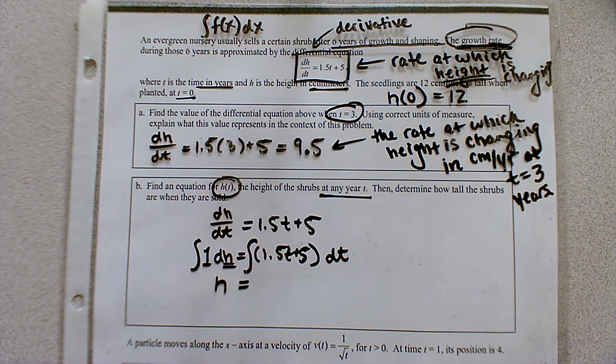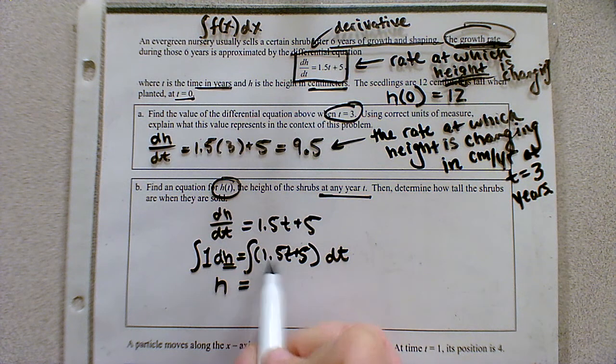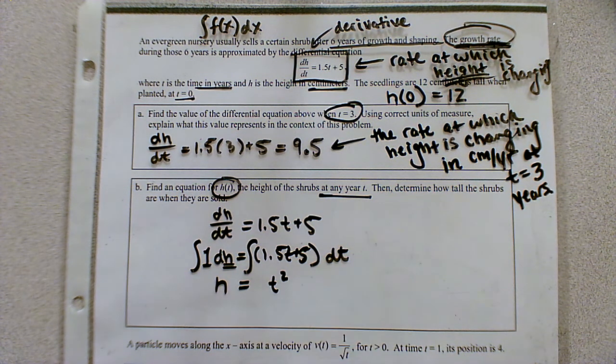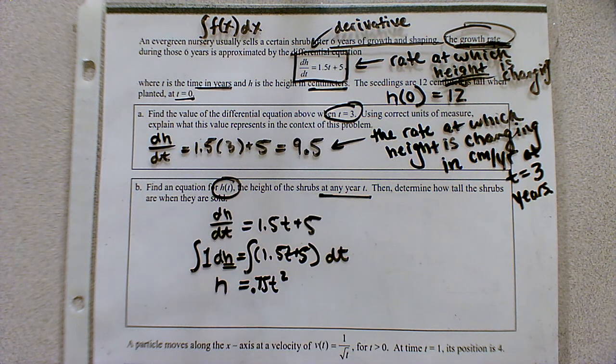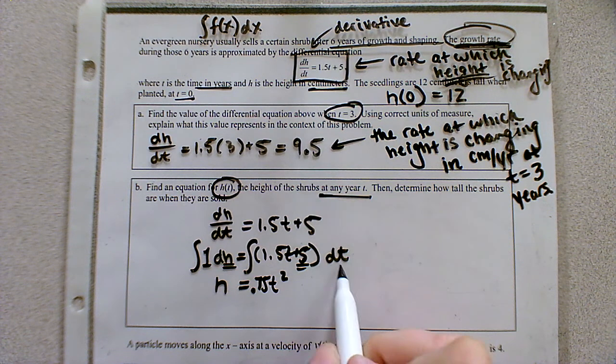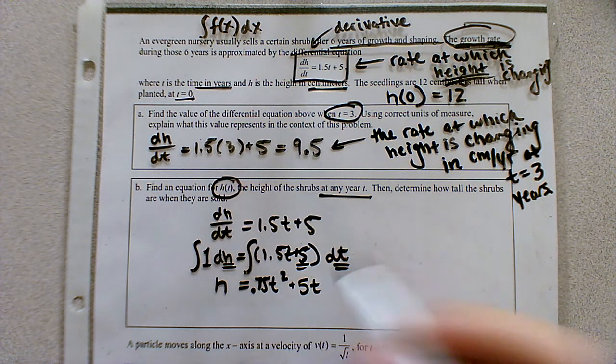On the right-hand side, notice how my variable is t. So I'm going to work backwards from 1.5t. I'd have to add 1 to the power, which would be 2, and then divide the coefficient by the new power. So 1.5 divided by 2 is 0.75. And if I work backwards from 5, again, my variable of integration is t, I'd have 5t.